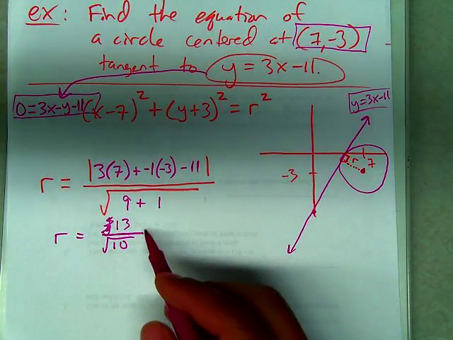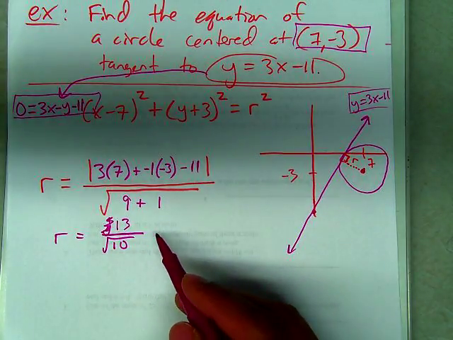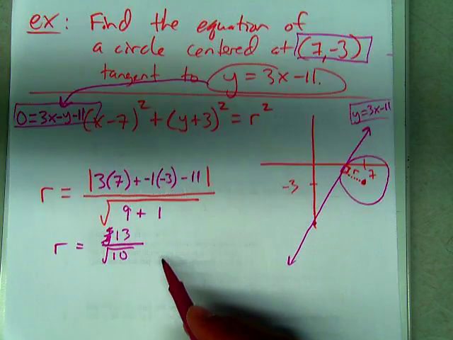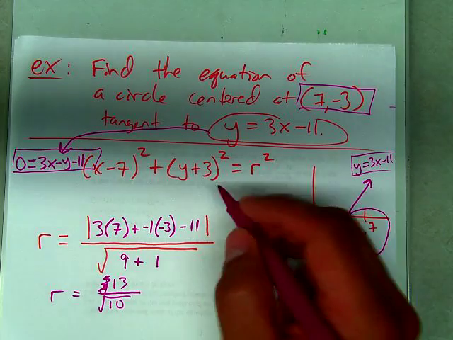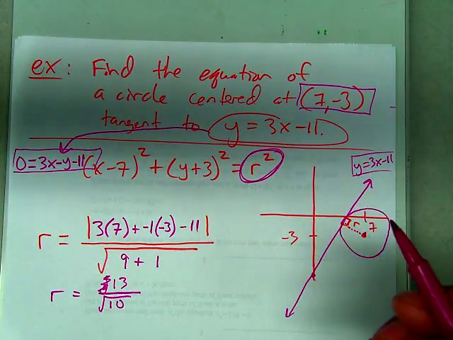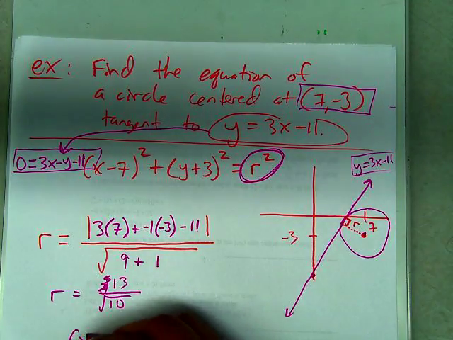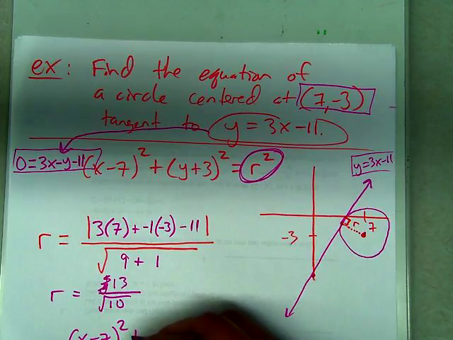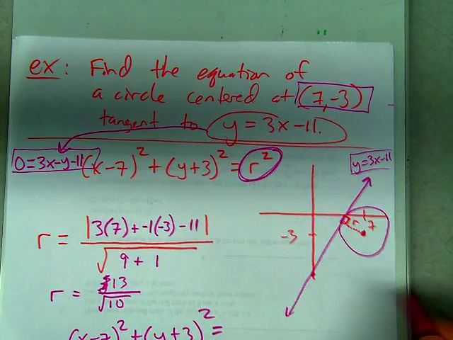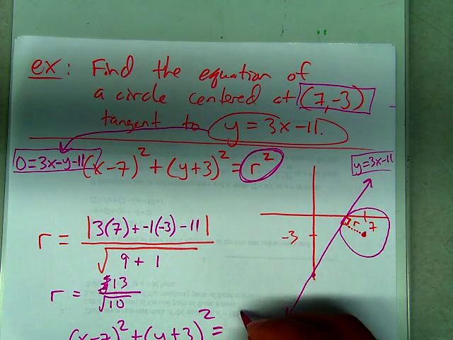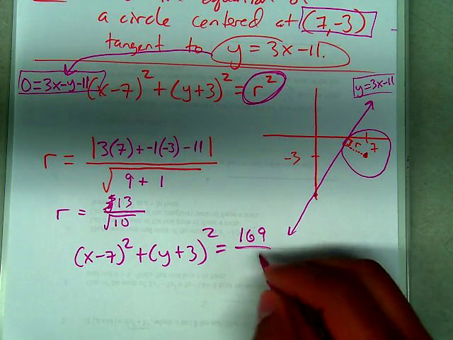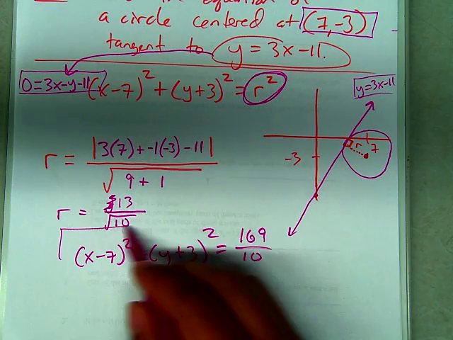Oh, speaking of rationalizing, you could say 13 root 10 over 10, but then where are we going to plug this in anyway? Back in here for the radius squared. So just leave it, because the square root will go away. My advice: do not rationalize until you know you need to. So I would just plug this in, square it, and you get 169 over 10. So this would be the final answer here.